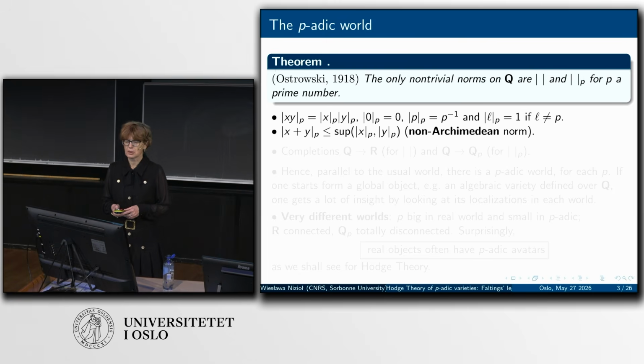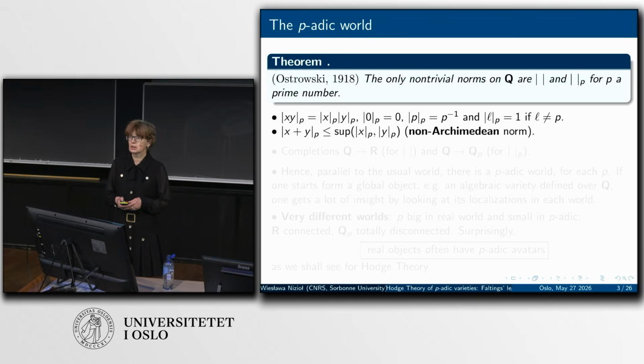So I start with rational numbers. So let's look at rational numbers. And on rational numbers, we have the usual Archimedean norm, but we also have p-adic norms. And the theorem of Ostrowski, an old theorem, tells us that these are all the norms that we have. Non-Archimedean norm means that we don't have the usual triangle inequality. We have a stronger inequality.